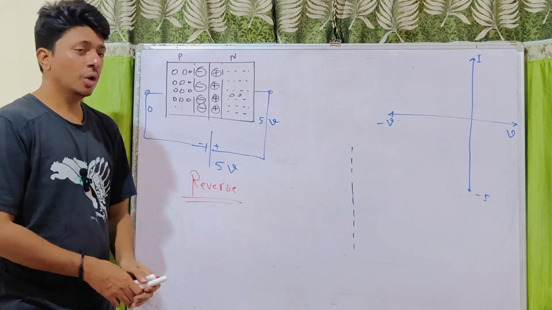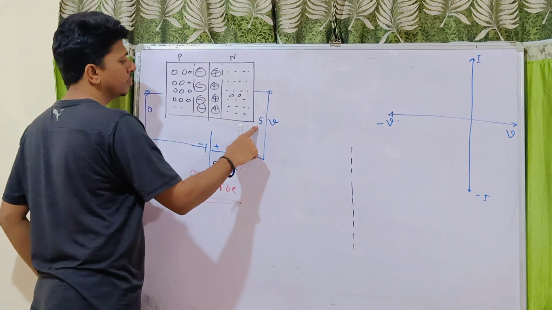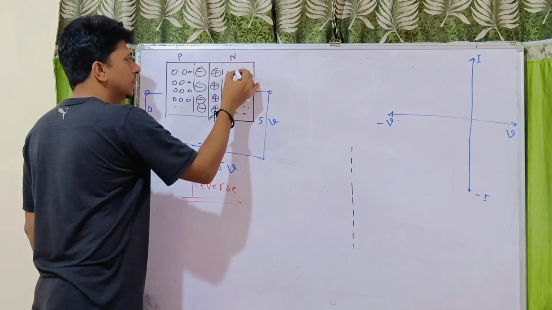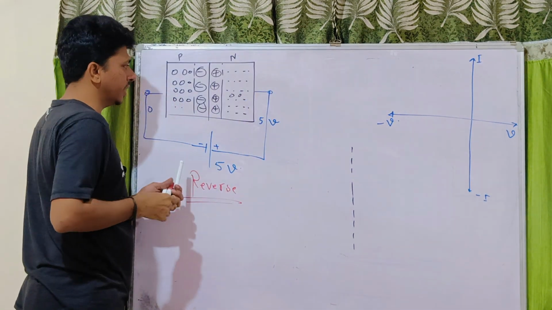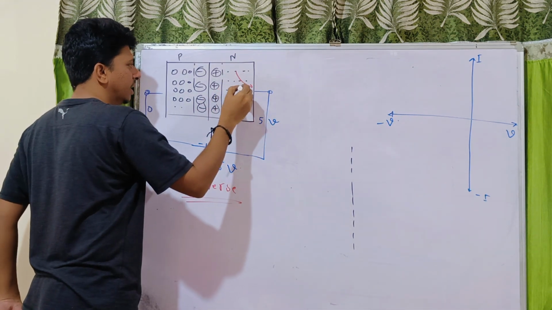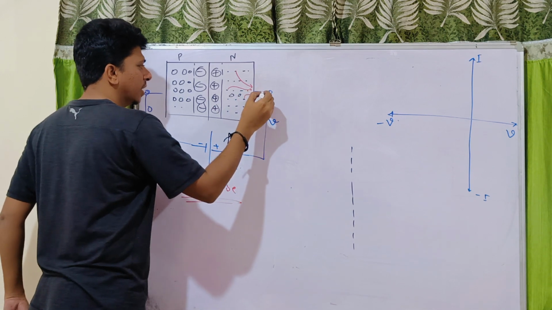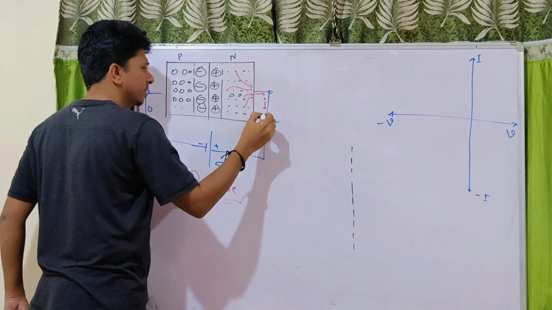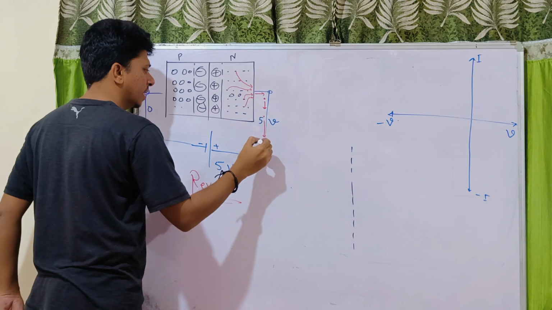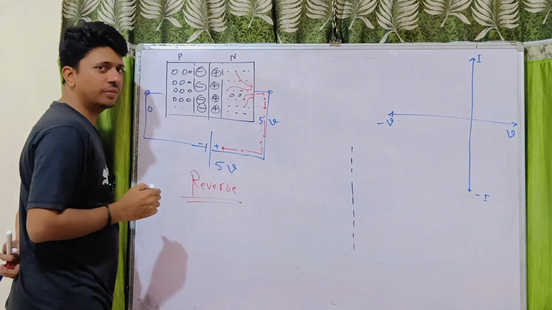This is basically reverse bias. What exactly happens in reverse bias? Look at this picture. This is the positive voltage, so all these electrons will get attracted. Please remember carefully. These electrons will get collected and attracted. Now these electrons will come out of this surface, and they are coming to this positive terminal.